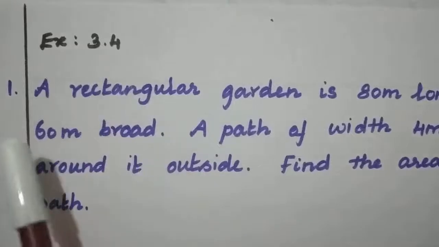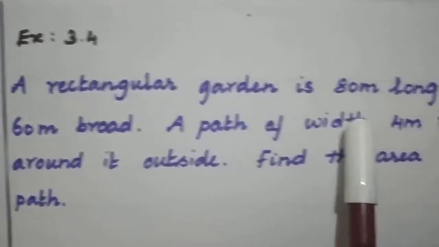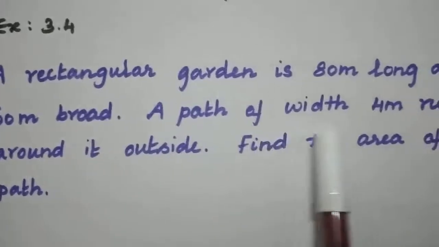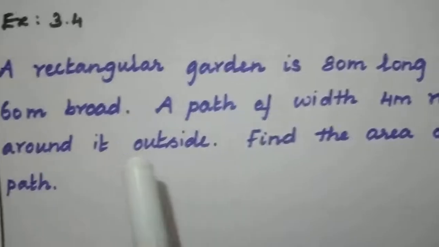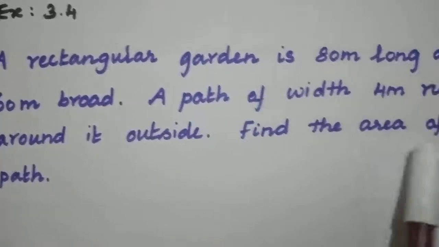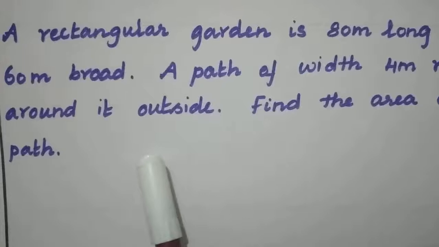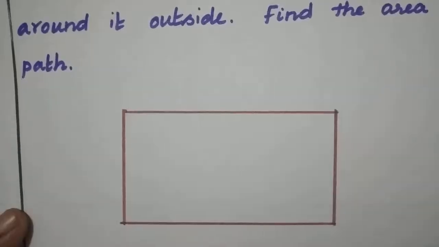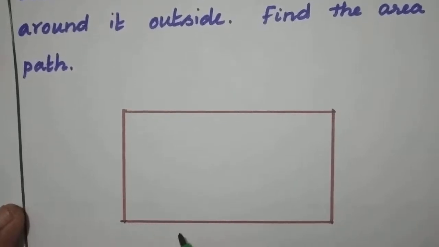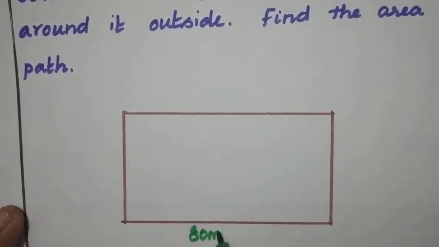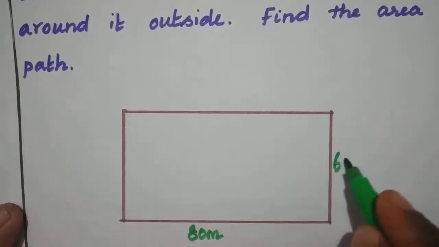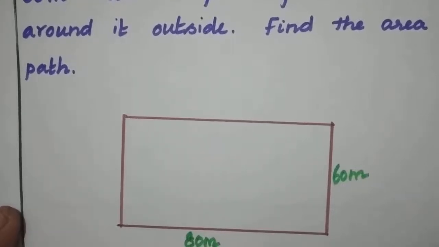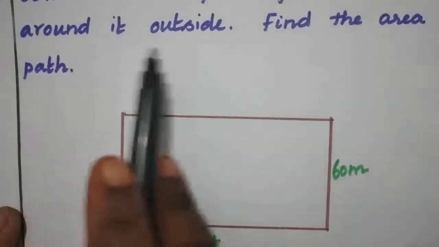Exercise 3.4. First question. A rectangular garden is 80 meter long and 60 meter broad. A path of width 4 meter runs around it outside. Find the area of the path. So there is a rectangular garden of length 80 meter and breadth 60 meter. There is a path of width 4 meter that runs around it outside.